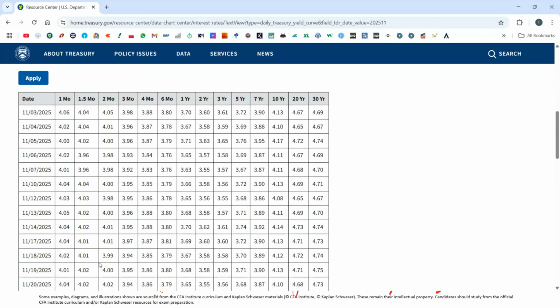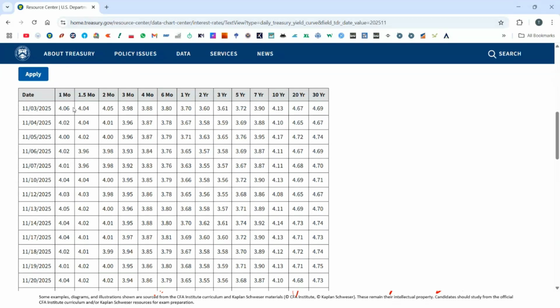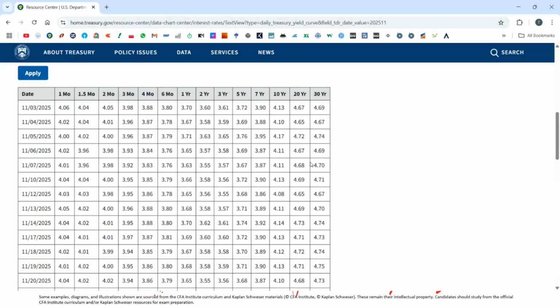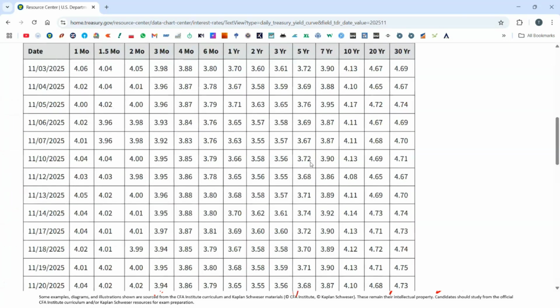Now in November, if you see, there are different maturities of a bond, right? There is a 1 month bond, 1.5 month bond, 2, 3, 4 month bond, up to 30-year bonds. There are different maturities associated with bonds here. And with each maturity, you have a different yield, right? These are all percentage numbers, all yield numbers associated with those bonds. So this is what we call a yield curve.